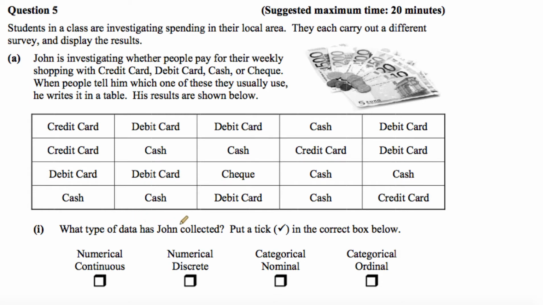Part 1 says, what type of data has John collected? Put a tick in the correct box below. Okay, so the first two types are numerical. So the data he's collected is not numerical, so they're gone. So it's categorical. If it's not numerical, it's categorical. So we know it's categorical, but is it categorical nominal or categorical ordinal? Well, ordinal means that it's got a natural order. So do the categories credit card, debit card, cash, cheque, do they have a natural order to them? The answer to that is no. You could write these in any order. It wouldn't make any difference or sense if you wrote it in another order. So that means it's categorical, it's not ordinal, then it's nominal.